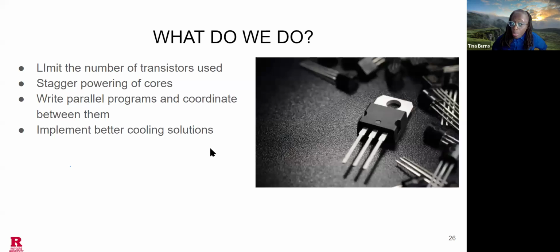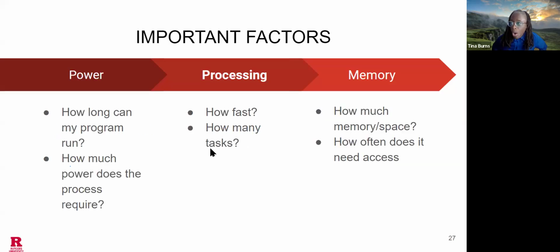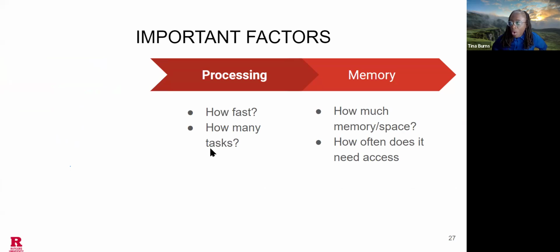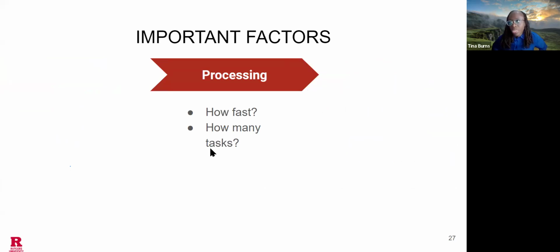All right, so that was number one. That was your power. Power, processing, and memory. Now that we talked about power, we're now ready to talk about processing. Now we want to discuss how can we mitigate or maximize our processing? How can we mitigate issues we might have, things that would slow our processing down? How fast can I run my process, and how many tasks can I run? What do we do about that? And how can I speed up my particular processes?